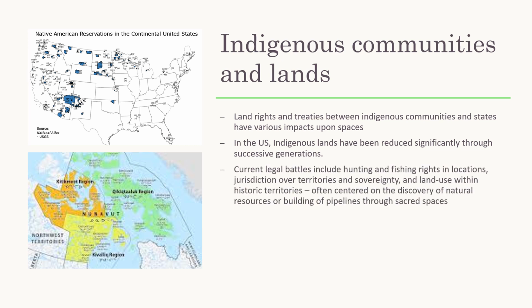And currently what we're seeing in the United States are indigenous groups that are engaged in legal battles to include hunting and fishing rights in locations, jurisdiction over territories and sovereignty over their own people, and then land use within these territories, right? So if we're thinking about some of the more prevalent recent events in the United States, we're thinking about building of pipelines or access to natural resources, oil, natural gas, in areas that historically have existed in Native American communities and indigenous communities, or have been part of their sacred spaces, their holy locations.